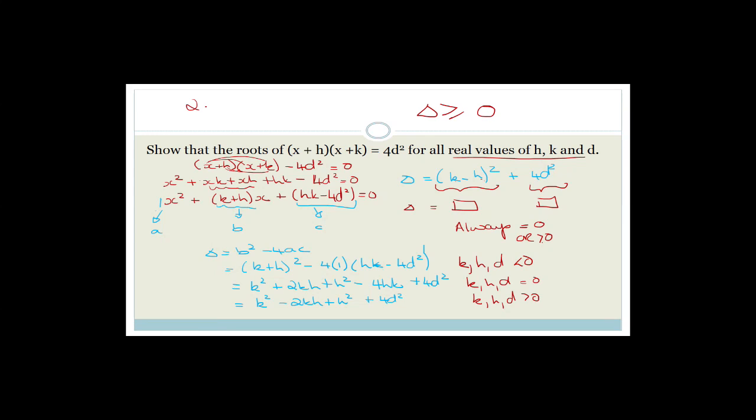It means that we're going to have two real rational roots. If it equals zero, they'll also be equal. But chances are they won't. Okay, so that's what we can say. We can say that the roots are always going to be two real rational roots no matter what the values of h, k, and d are. Okay, I apologize profusely for the mistakes.